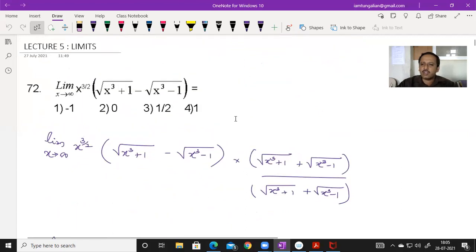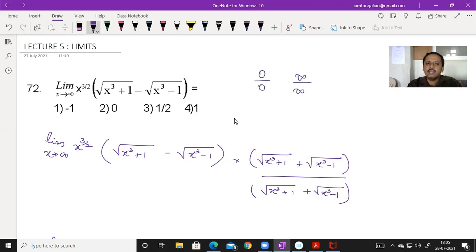72. Differentiation we cannot do here. Why? When do we do differentiation? Differentiation we do when we are using L'Hospital's rule. And when can we use L'Hospital's rule? L'Hospital's rule can be used only if you have 0 by 0 or infinity by infinity. If it is in this form, then only we can use L'Hospital's rule and not otherwise. Therefore, you cannot use L'Hospital's rule for this. I have rationalized this and simplified.